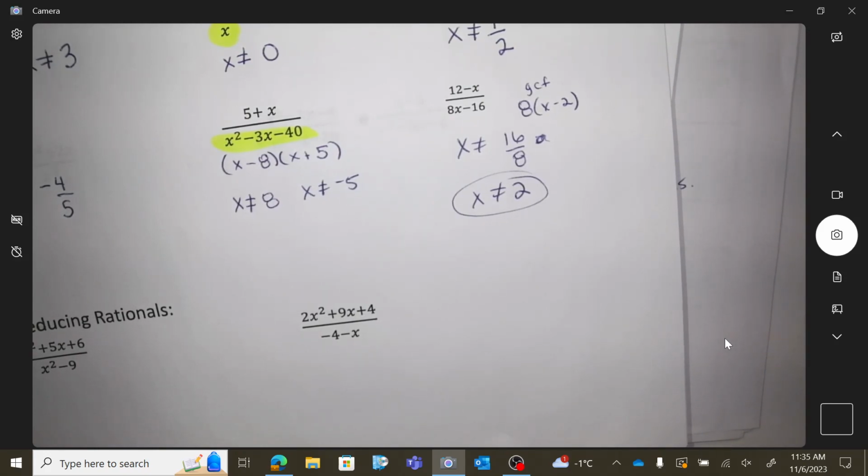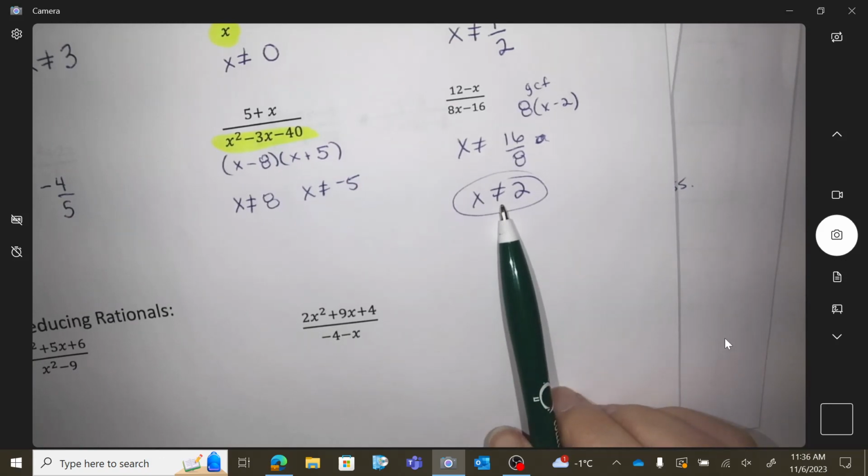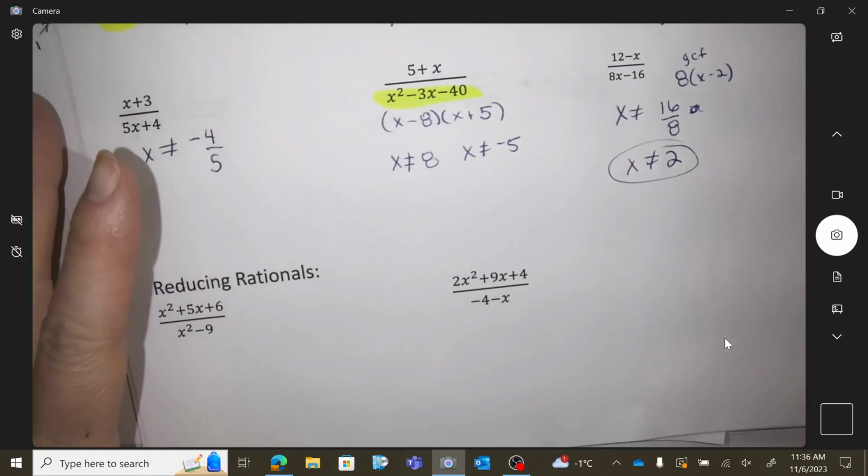On the test, should we be writing, like, when we're doing x should equal, should we be writing, like, the equals and then, like, this symbol? Yeah, this symbol means cannot equal that. So we should write that. Yep. On this, x is not allowed to equal 2.